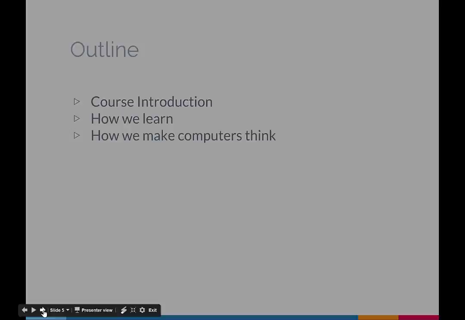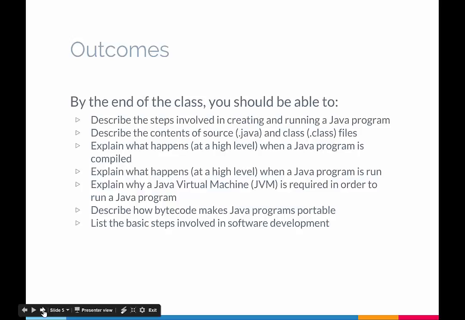By the end of the class, you should know the steps in creating a Java program. You should know the difference between a source file and a class file. You should be able to explain at a high level how a Java program gets compiled, and then what happens when it's run. You should also know what the JVM is, what it is about bytecode that makes programs portable, and briefly the basic steps in how we develop software. Sounds like a lot, but it's not. It's pretty easy.